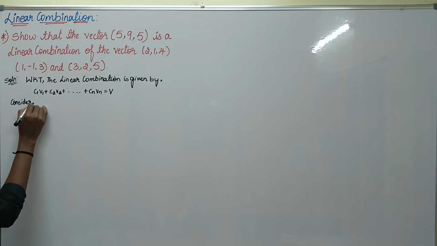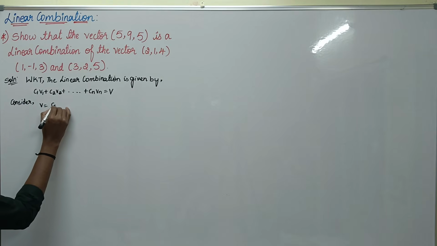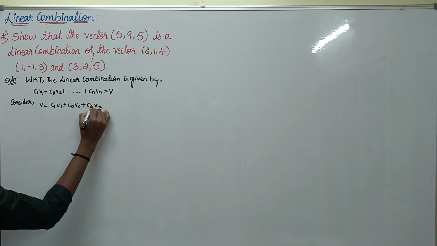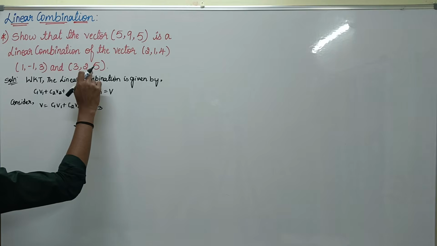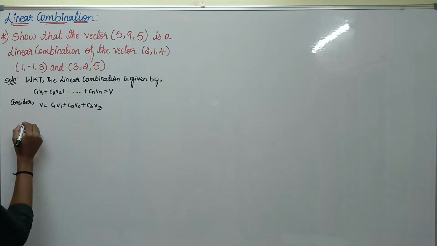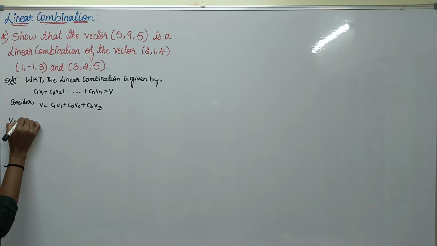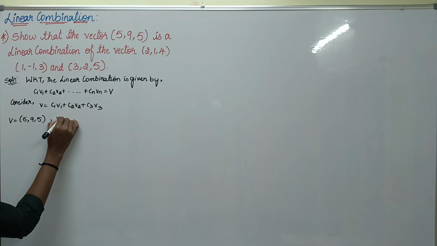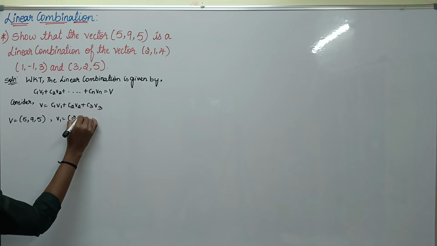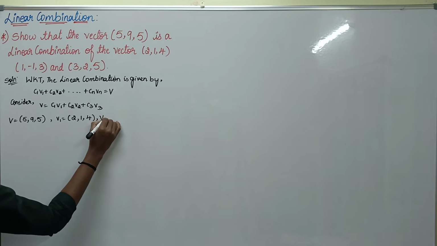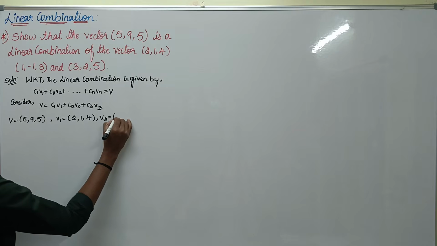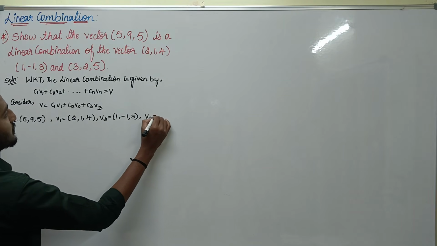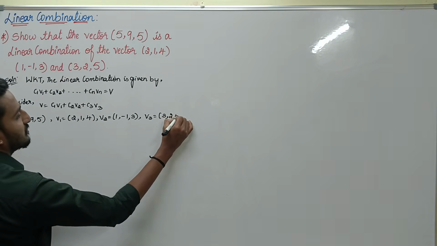Consider V equal to C1 V1 plus C2 V2 plus C3 V3. That is V1, V2, V3. This will be our V. Okay, let us represent V, which is equal to 5, 9, 5. V1 is equal to 2, 1, 4. V2 is equal to 1, minus 1, 3, comma, V3 is equal to 3, 2, 5.